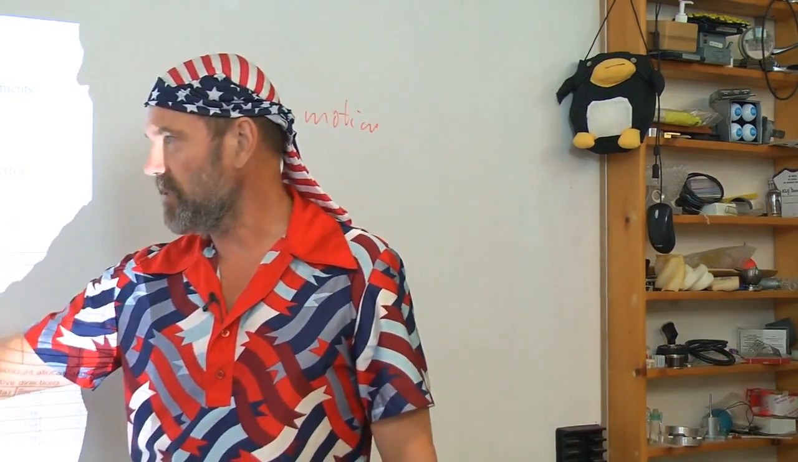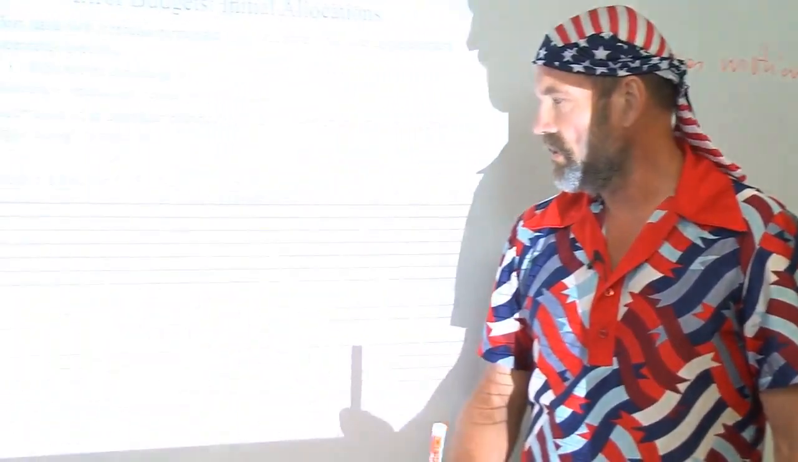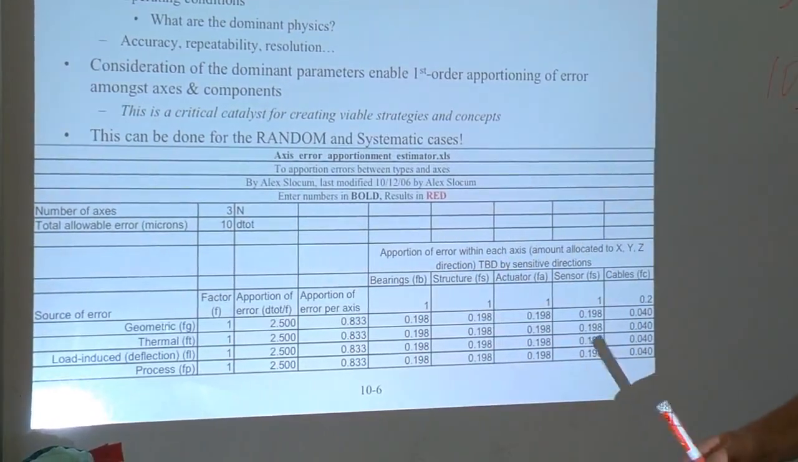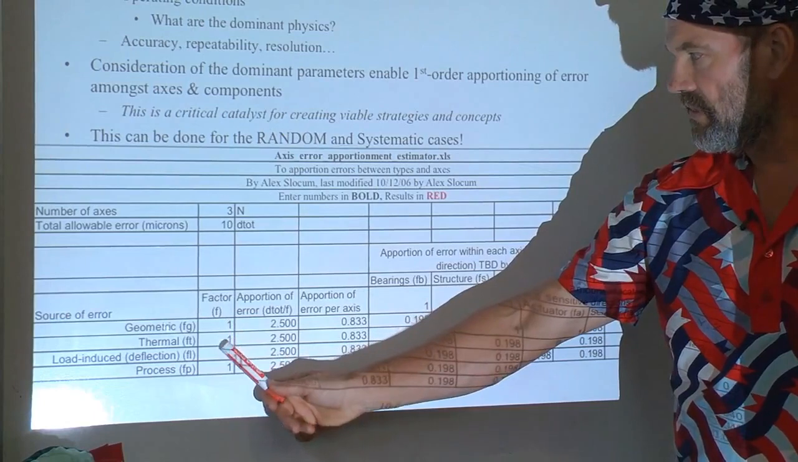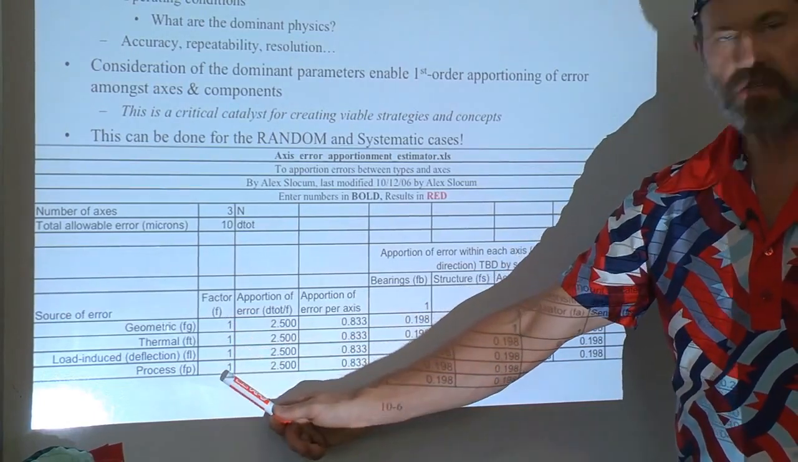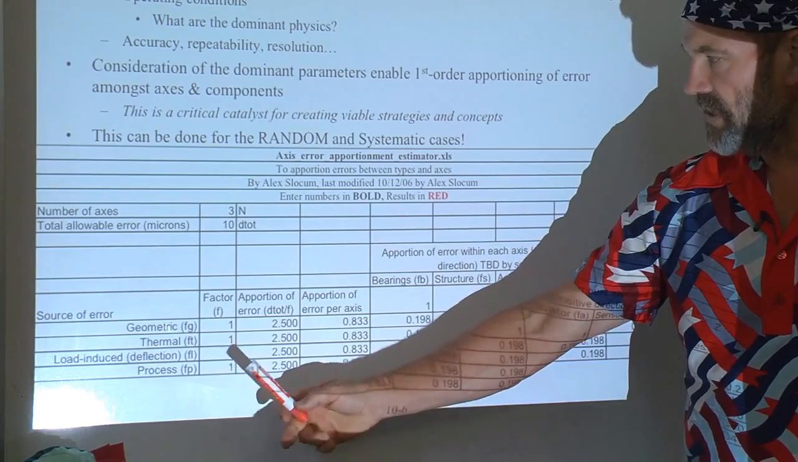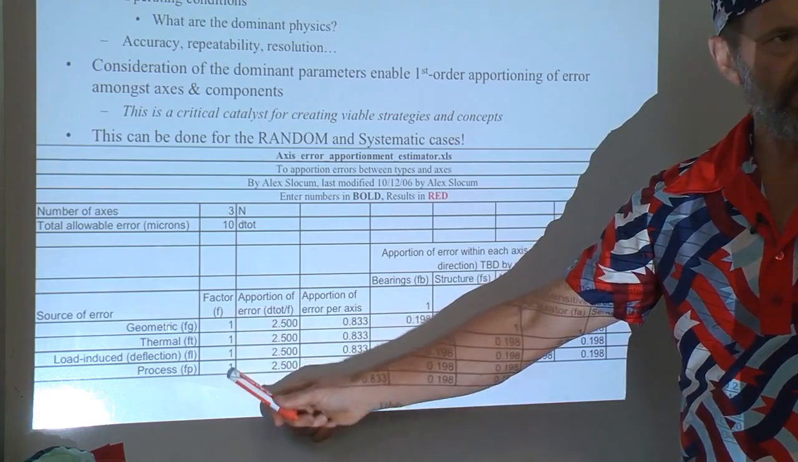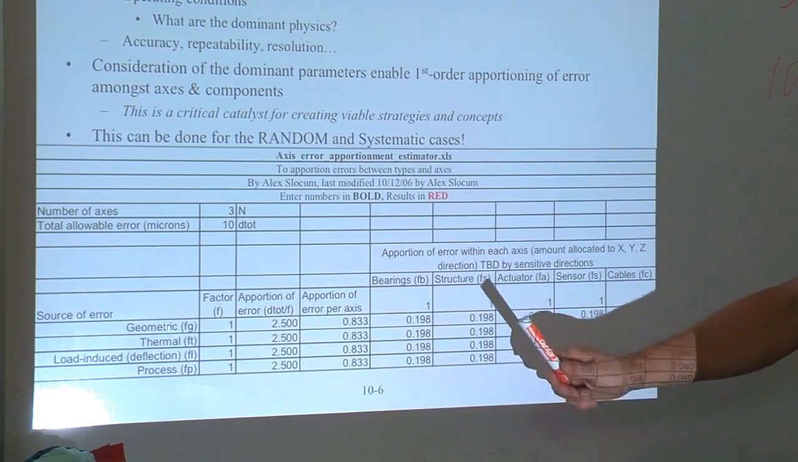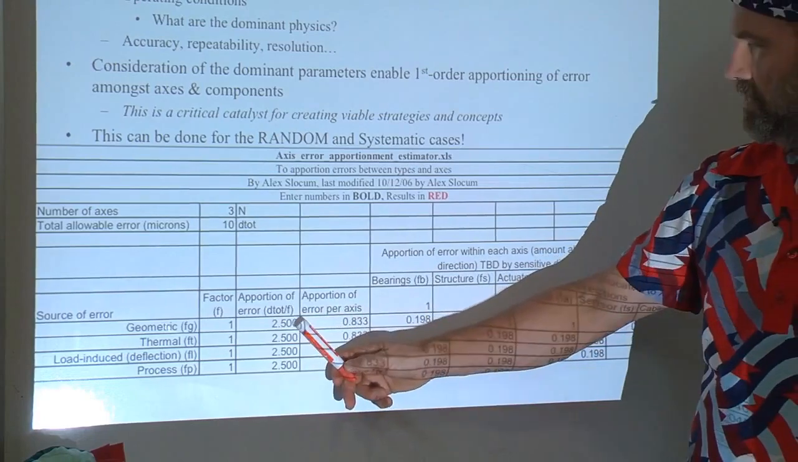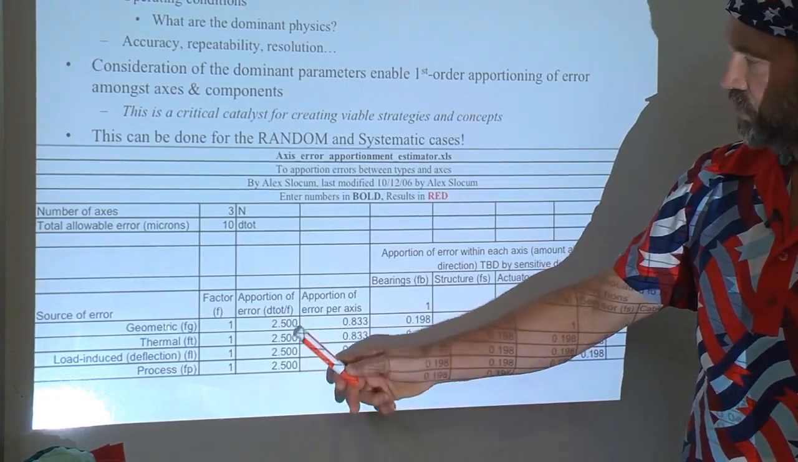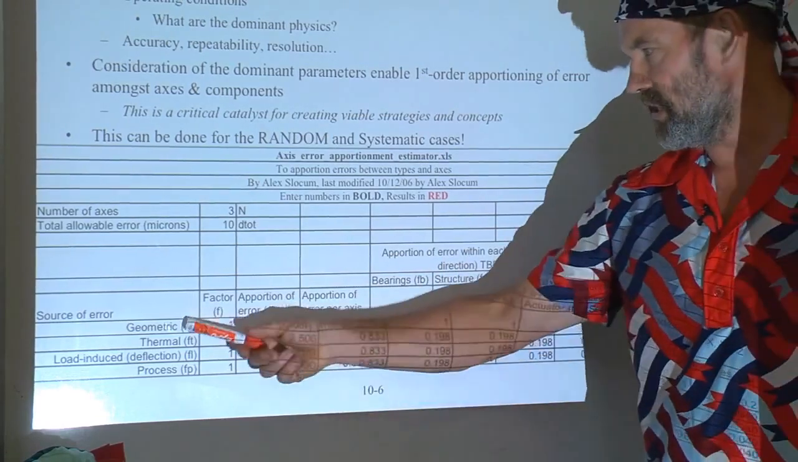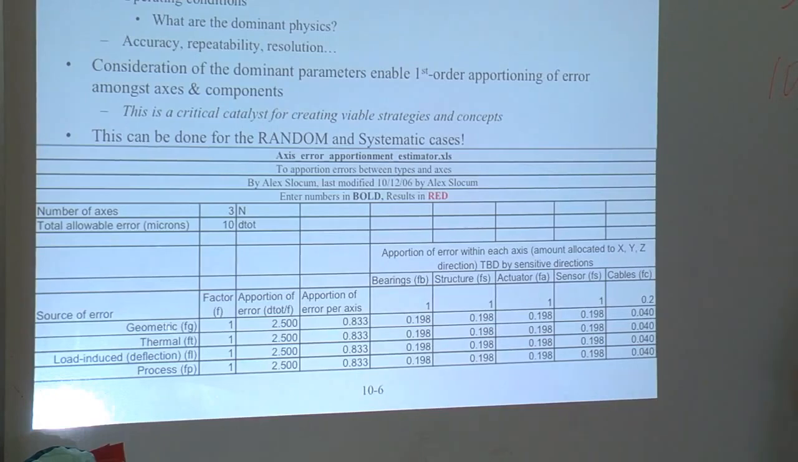It's going to start with the number of axes, the total allowable error, and I've got these 4 sources of error that we talked about earlier. I have a factor f, which gives each of them equal importance. So if I made this number bigger than that one, all I have to do is put in the relative importance. Then it will apportion how much error goes to each one. So if they're all equal importance, each one of these factors gets 2.5 microns of error, for example, here.